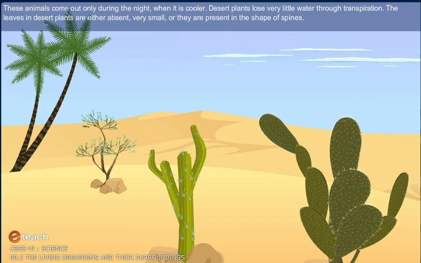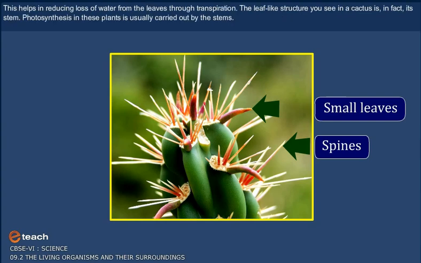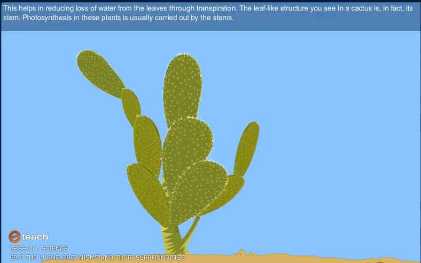Desert plants lose very little water through transpiration. The leaves in desert plants are either absent, very small, or they are present in the shape of spines. This helps in reducing loss of water from the leaves through transpiration.